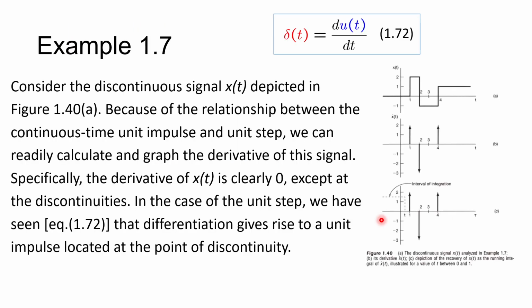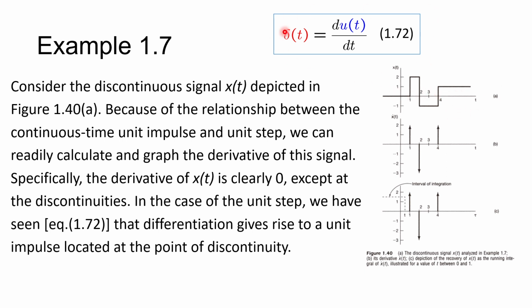And finally we have this example that asks: if we have a function that looks like this, what is its derivative? The function is 0 until t equals 1, then it becomes 2, then it jumps to -1, and it jumps to 1. So what is the derivative?